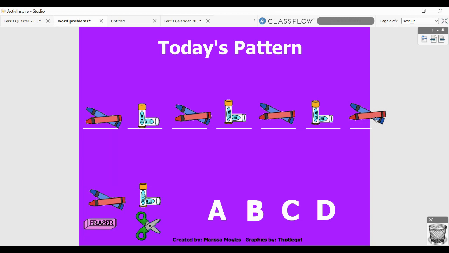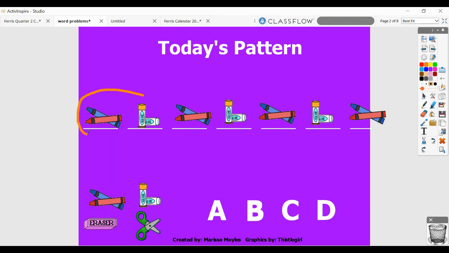So it looks like there are two different objects repeating in this pattern. Can you think of the core of the pattern? The core of our pattern is crayon, glue. These two objects continue to repeat. Crayon, glue, crayon, glue, crayon, glue, crayon, and then the next one would be glue.